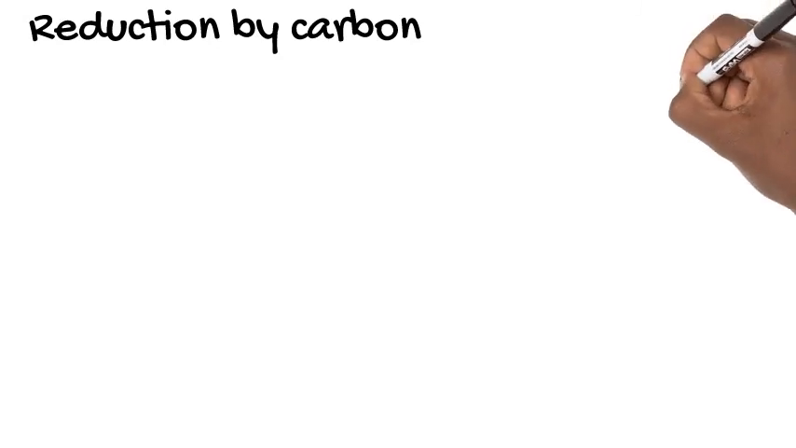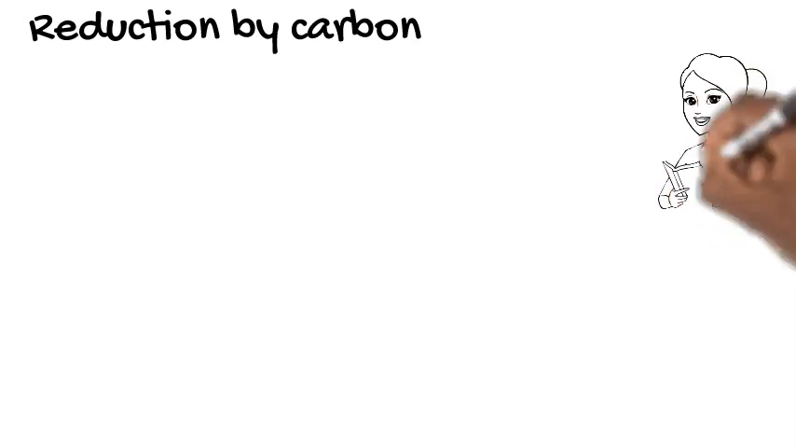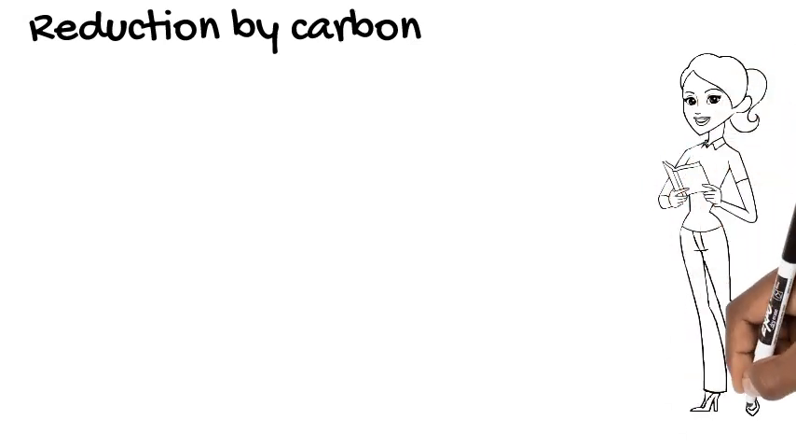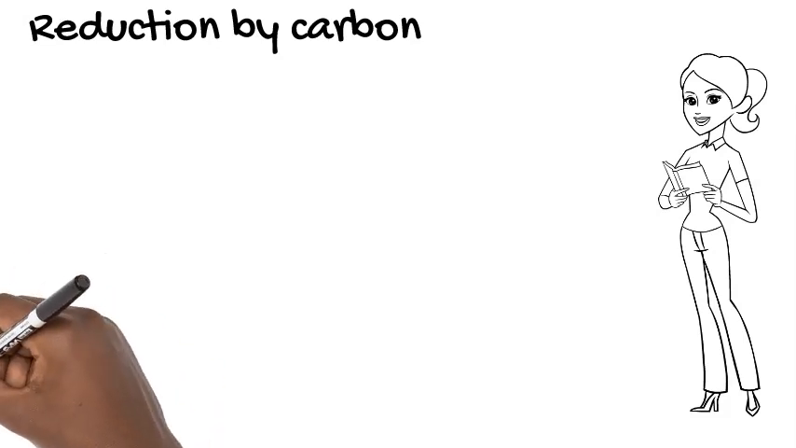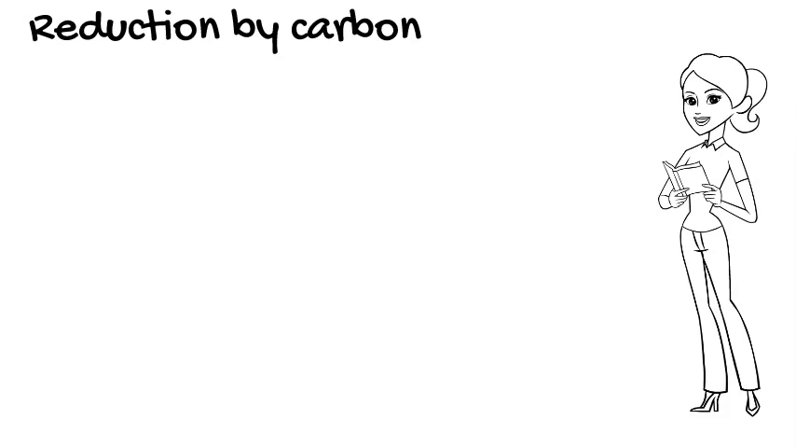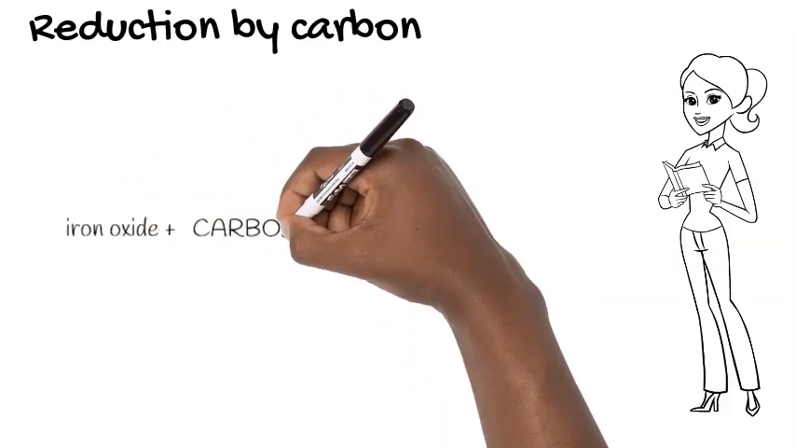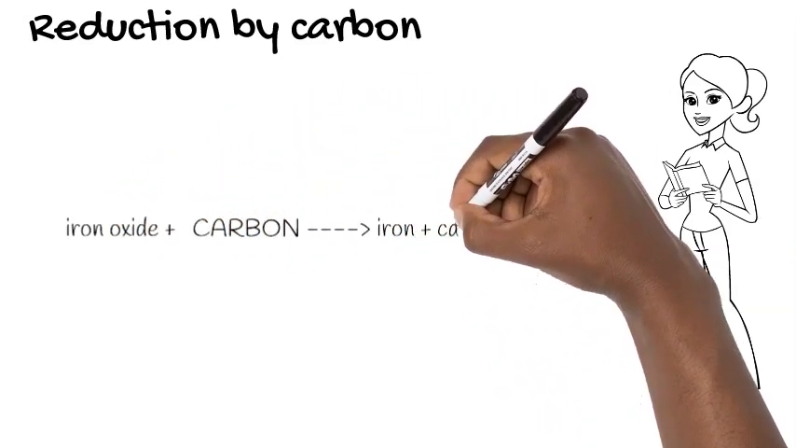Let's take a moment to focus on reduction by carbon. So iron comes out of the ground in the form of hematite and it's found as iron oxide. Because carbon is more reactive than the iron, we can use this displacement reaction to help to extract iron from the iron oxide.